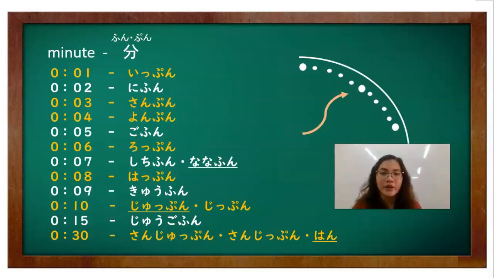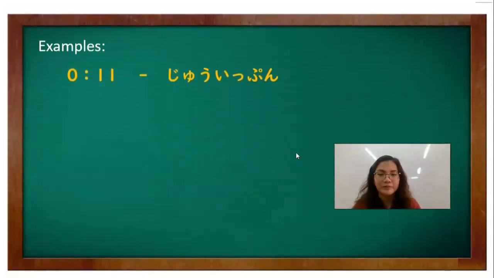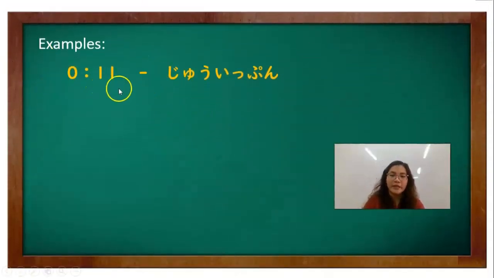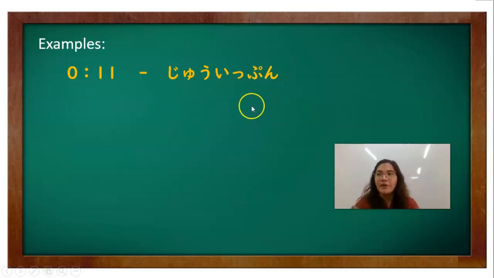Let's start another example here. How about 11? 11 minutes is read as Ju Ippun. As you can see, only the last part was changed. 11 is actually Ju Ichi, so we only change the Ichi part, which becomes Ippun. That's why 11 minutes is read as Ju Ippun.